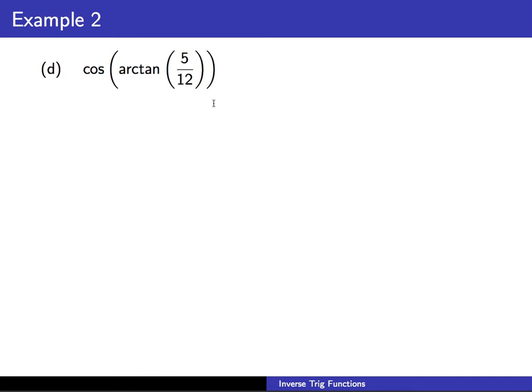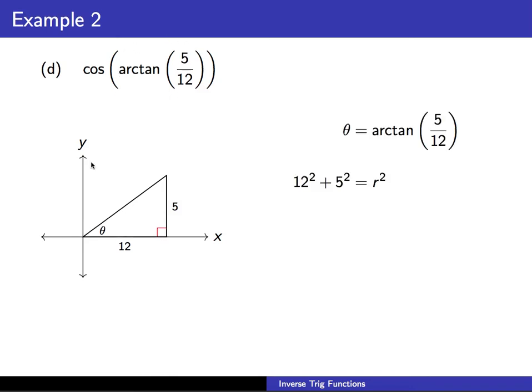Example 2D, we have cosine of arctangent of 5/12. So arctangent's positive, that's in the first quadrant. Y over x for tangent, so 5/12, and we put the theta in our picture, so that takes care of the arctan of 5/12. So we want to know, what is the cosine of this angle?